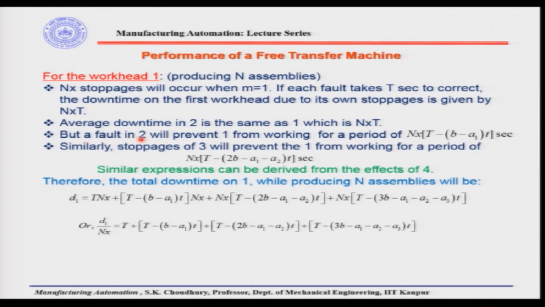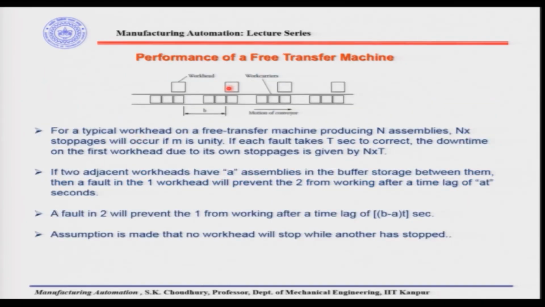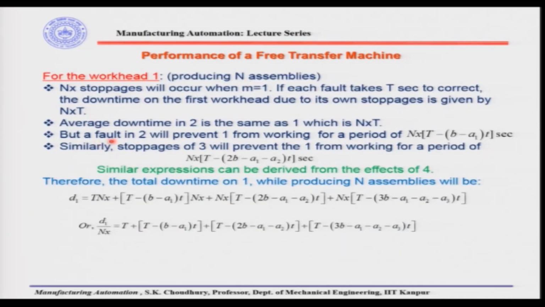A fault in 2 means that the first machine will still supply to the buffer till the buffer is filled up. Suppose here it is A1, we can have A1 sub assemblies. So, (B minus A1) into the cycle time t is how long it can work, but after that it has to stop. So, a fault in 2 will prevent 1 from working for a period of N x T minus (B minus A) into small t seconds.